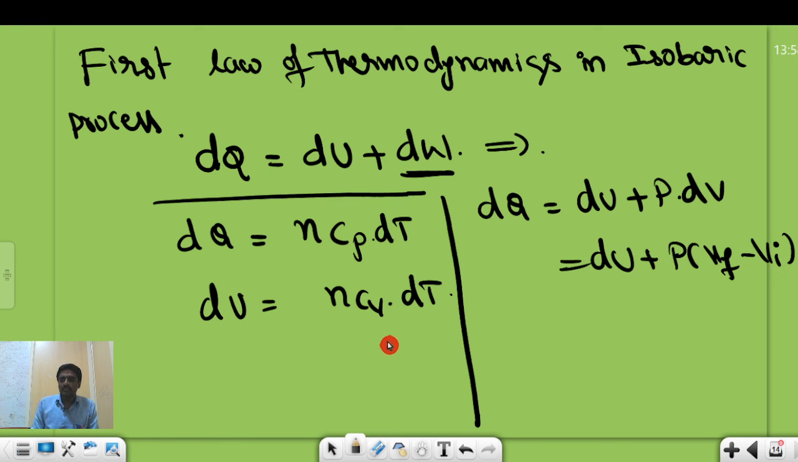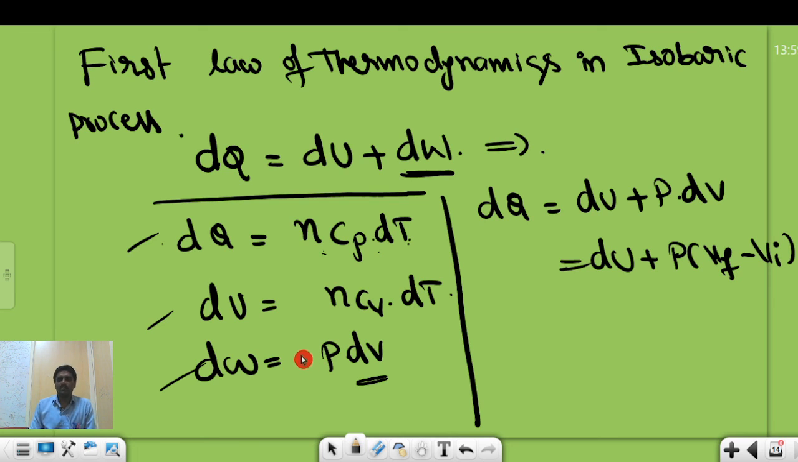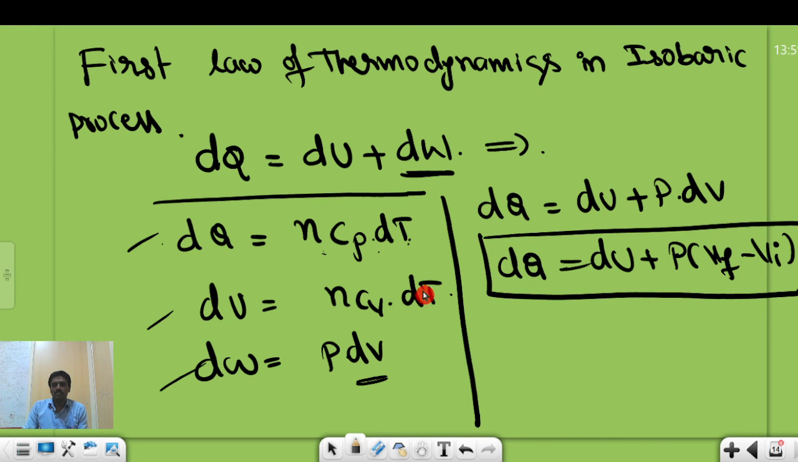Can I write this formula like this? We have the formula dQ equal to nCp dT at constant pressure. In a similar manner, dU is equal to nCv delta T, and dW is equal to P dV, the P into dV formula is also there. These formulas can be used if they are provided. If they are provided, then we can substitute them in this equation of the first law of thermodynamics. This is the final formula and this is the conditional formula. I hope this is the complete information about the isobaric process.